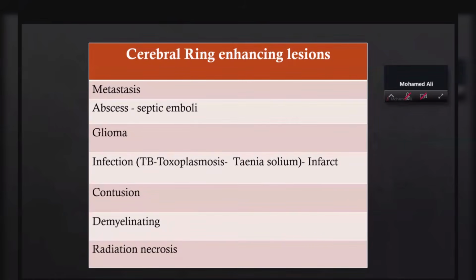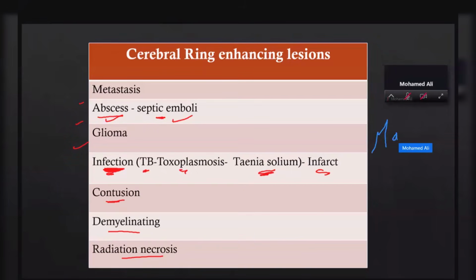We have another differential diagnosis for cerebral ring enhancing lesions: metastasis, abscess or septic emboli, glioma, infection. I repeated infection again because this one is bacterial infection, and this one is infection either TB, toxoplasma, taenia solium like neurocysticercosis, infarct, contusion, demyelinating disease, radiation necrosis. I have a mnemonic here that may help you.